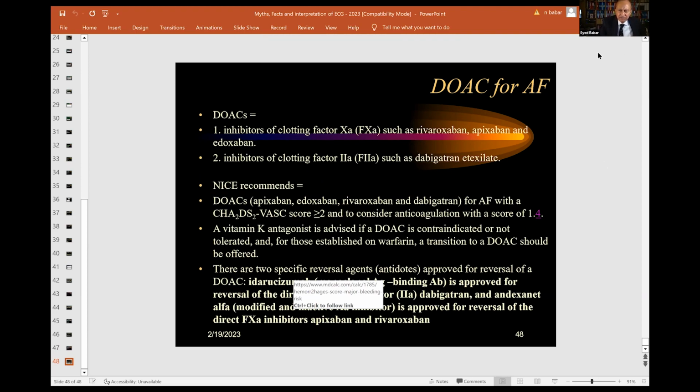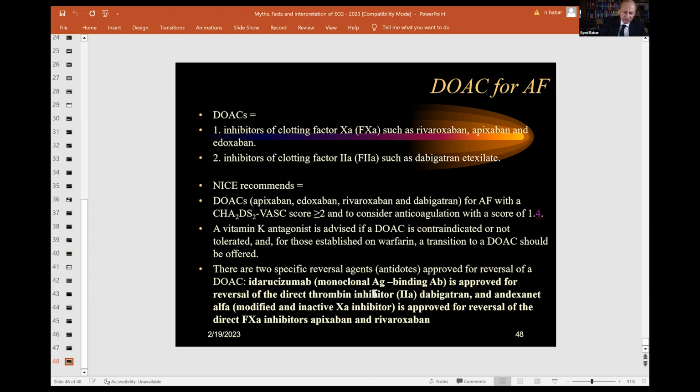So DOACs for AF. There are a few well-known DOACs. They are either inhibitors of factor 10A, like rivaroxaban, apixaban, and edoxaban, or inhibitors of factor 2A, such as dabigatran. NICE recommends DOAC if the CHA2DS2-VASc score is 2 and more. A vitamin K antagonist is advised if a DOAC is contraindicated or not tolerated.